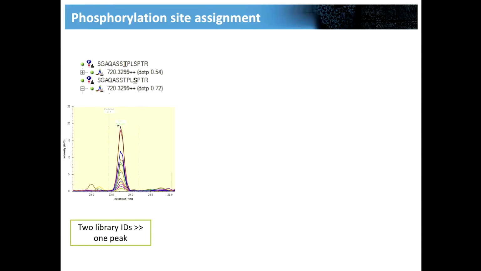So these are cases where we have two peaks or two library IDs. We also get one or two peaks, and there are different explanations. And the opposite also occurs. So we have two library IDs. In this case, the difference is the site assignment, and both of them point to the same peak. So now there are two options.